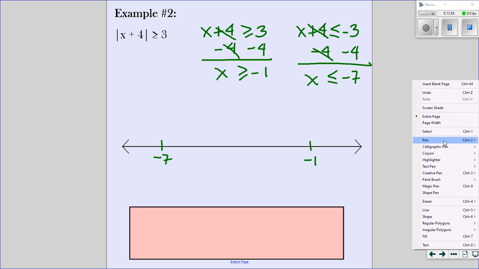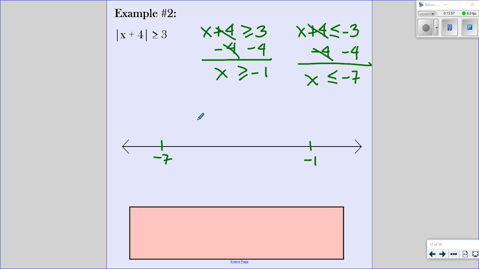I'm going to graph it. So notice that these are both closed. Closed circles. So I'm going to make the closed circles. And then the direction. This one says greater, so that means it's going to the right. And then this one says less than or equal to, it's going to the left. So then now for the negative 1, it's going to the right, so I'm going to go in that direction. And then for the negative 7, it's going to the left. It's going in that direction.